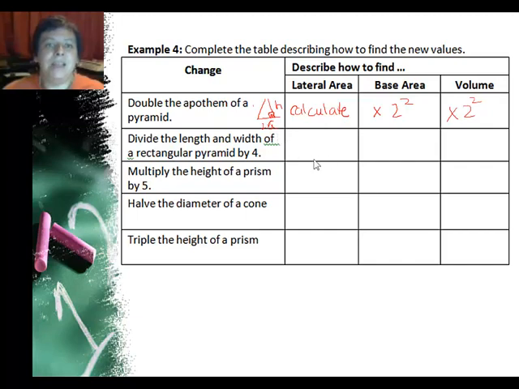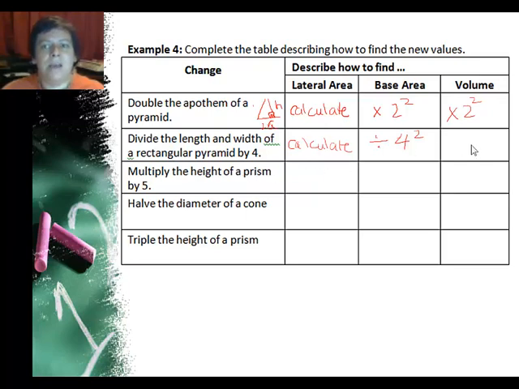If I divide the length and width of a rectangular pyramid by 4, what will happen? Well, the slant height could change, so I'm not going to mess with the lateral area. You're better off calculating that, okay? But the base area I can figure out. If I divide the length and width of a rectangular pyramid by 4, it's going to show up twice in this case. So I'm going to say divide by 4 squared. If I just divided the length by 4, then I would just have divide by 4 on the base area.